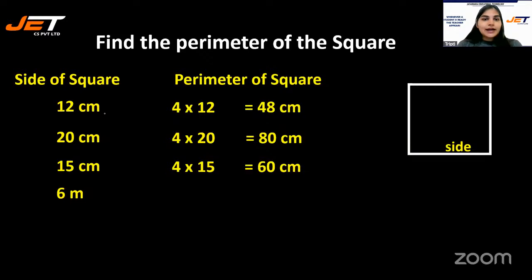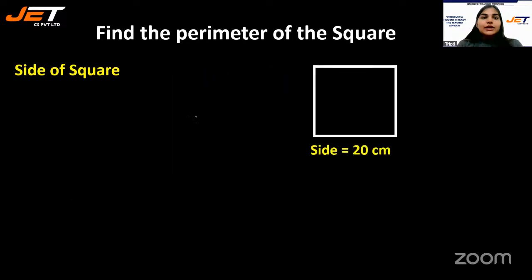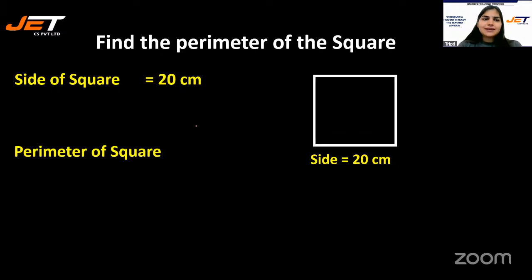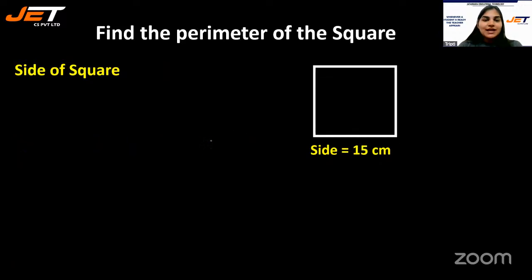All right. Now, let's do the next one here. So 4 times 6, 24. Now, side of square is 20 centimeters. What will be the perimeter of the square? We have done this. So here the perimeter is 4 times the side, which is 4 times 20, 80 centimeters.